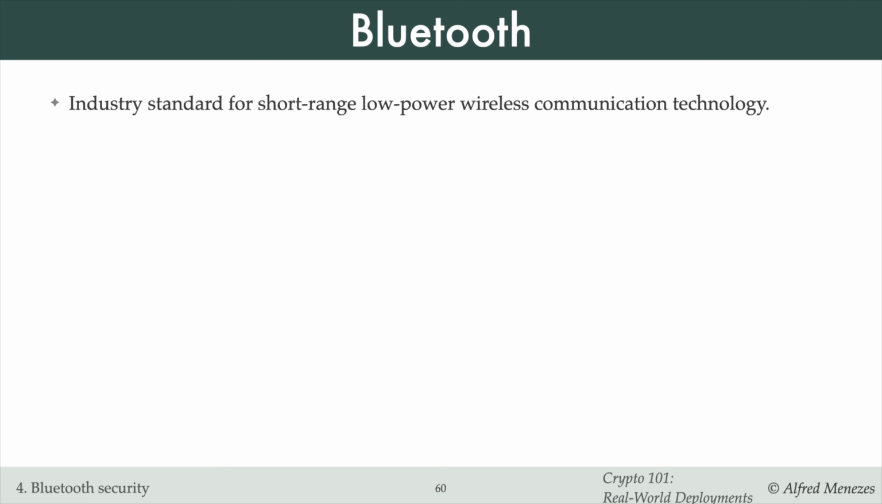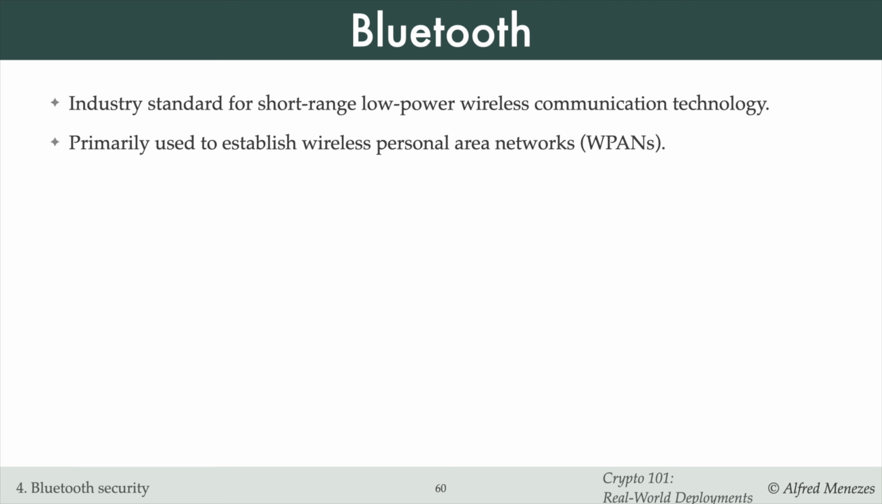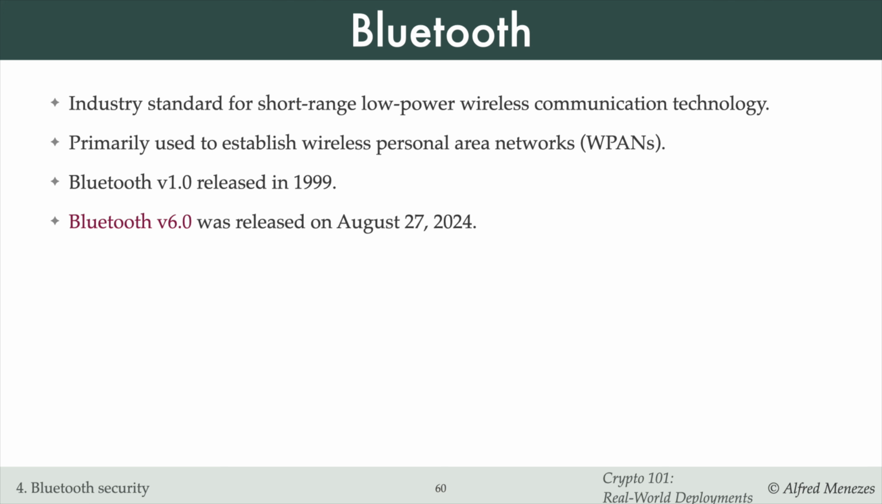Bluetooth is an industry standard for short-range, low-power, wireless communications. It's primarily used to establish personal area networks, enabling secure connections between paired devices, which are typically owned by the same person. The first version of Bluetooth was introduced in 1999. The most recent version, Bluetooth 6.0, was released in August of 2024. In 2024, over 5 billion Bluetooth-enabled devices were shipped worldwide.